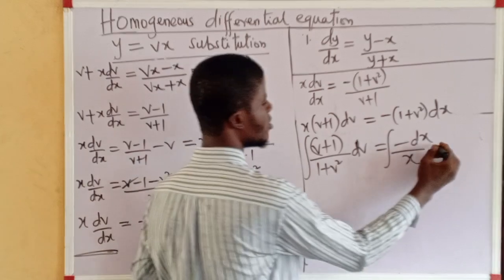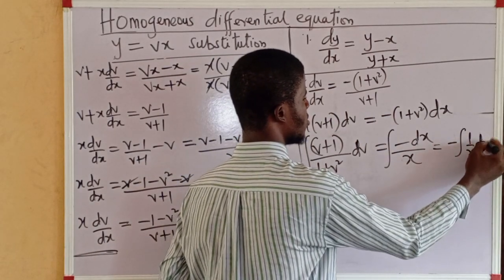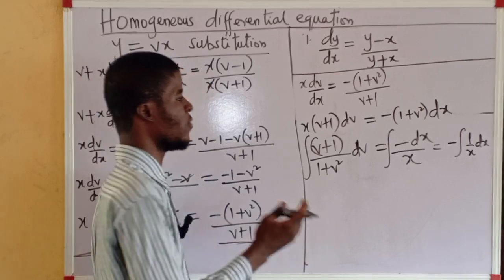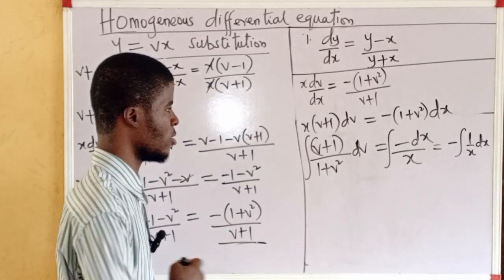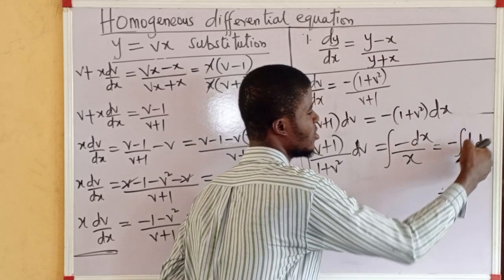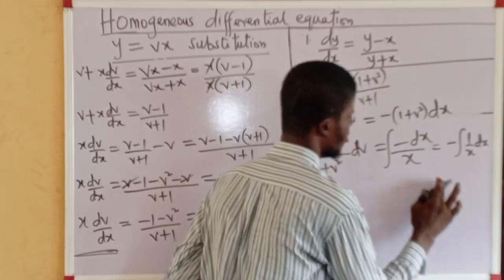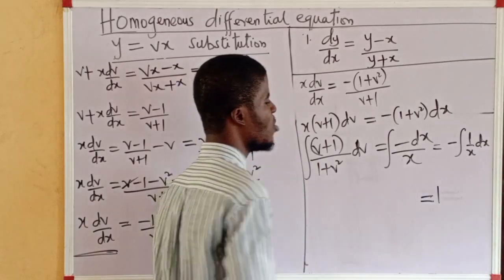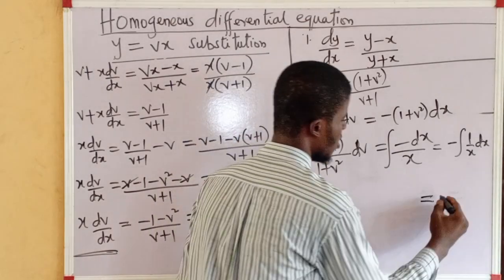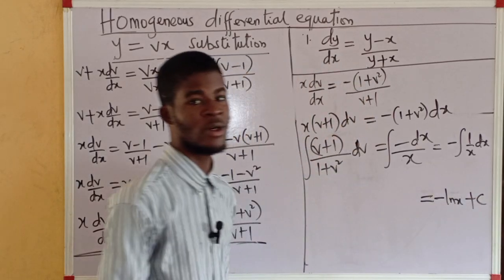We can write this as minus the integral of 1 over x dx, so that it will be easy for us to understand. And actually, if we integrate 1 over x dx, it's going to produce ln x. We have a minus here, so that will be minus ln x plus c, which is the arbitrary constant.